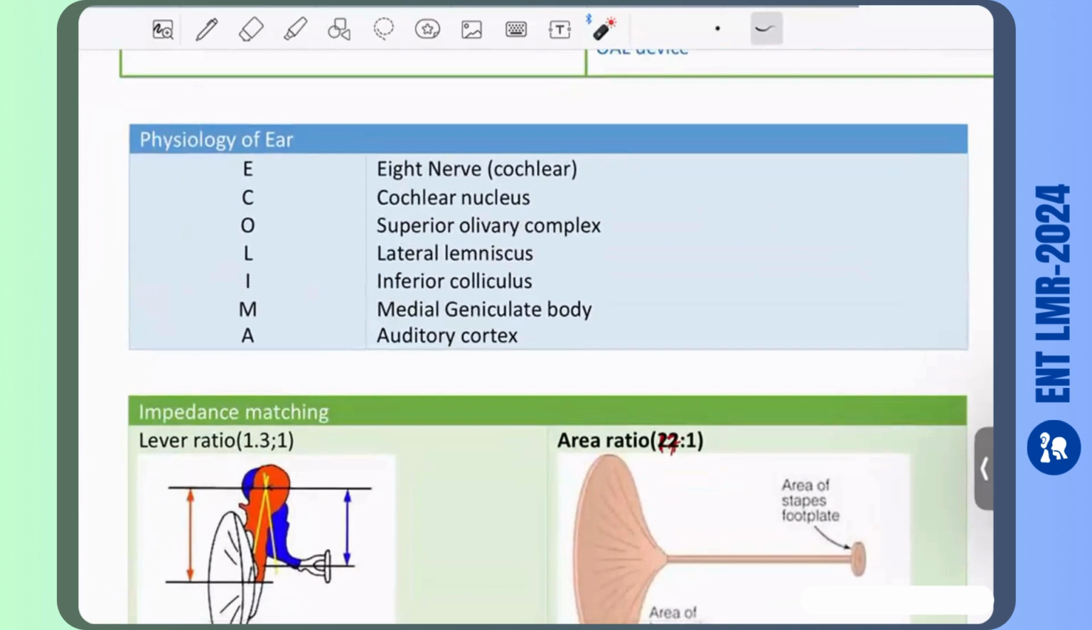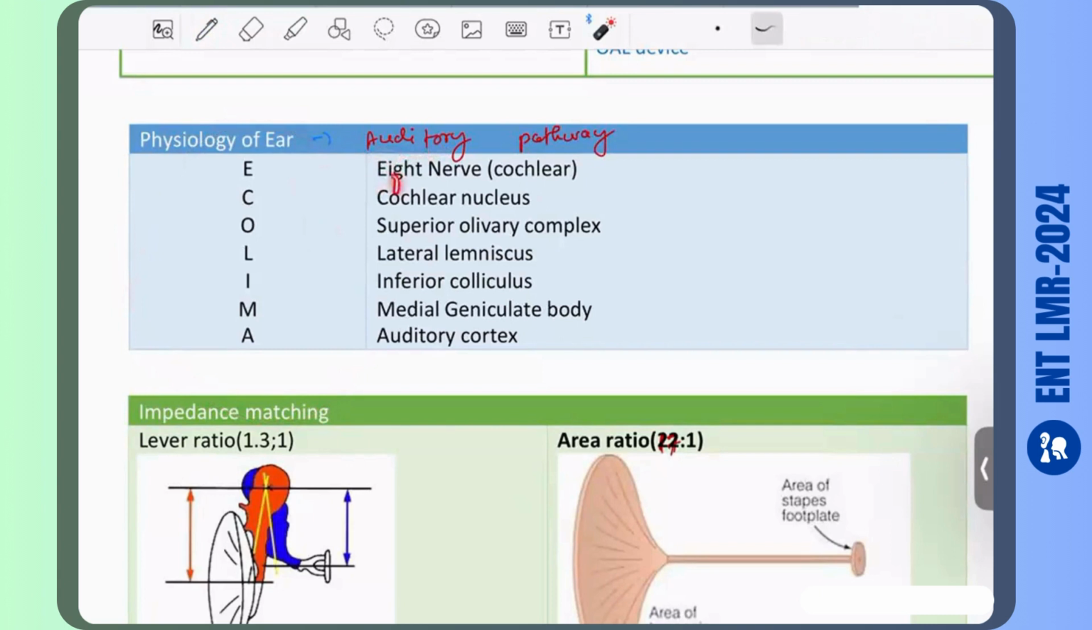Then the most important part, physiology of the ear. So the physiology of the ear is nothing but the auditory pathway. Just remember this mnemonic, ECOLIMA. The sound from the outer hair cells reaches the inner hair cells. From the inner hair cells, it reaches the eighth nerve. So E for eighth nerve.